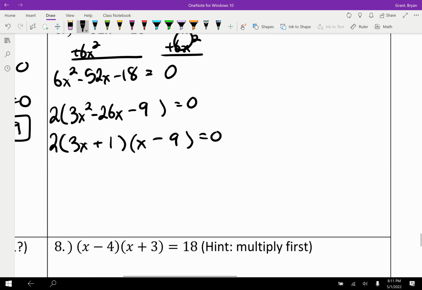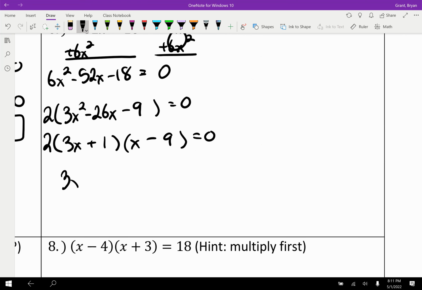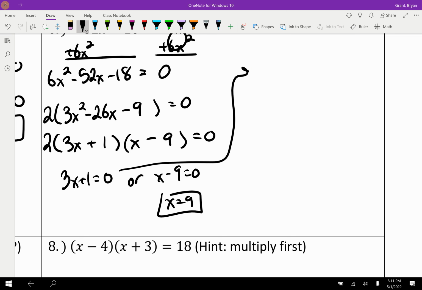Cool. We need 2 equations, so we end up with 3x plus 1 equals 0, or x minus 9 equals 0. X minus 9 equals 0 isn't bad. Add 9 to each side. I'll use some more space for my other equation. Subtract 1 from each side, and divide by 3.